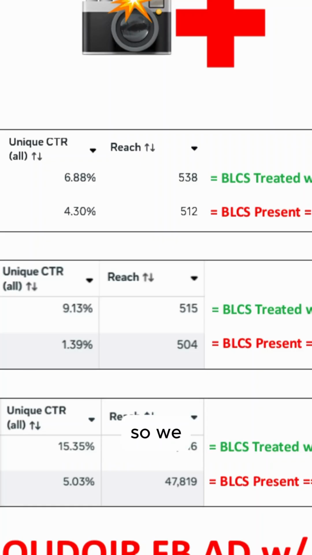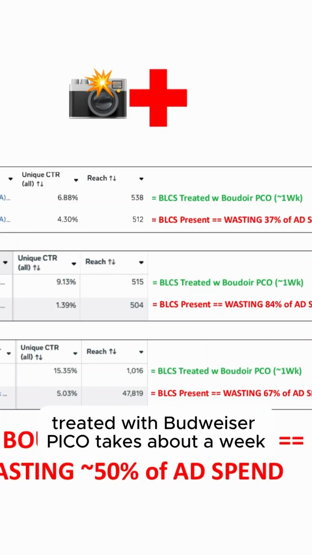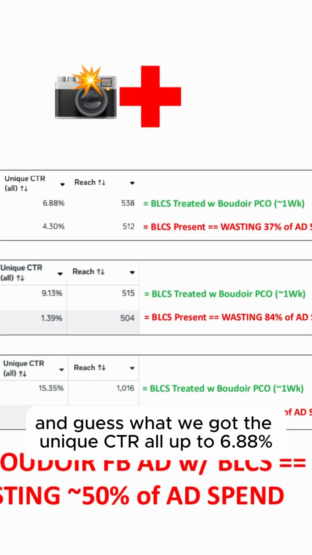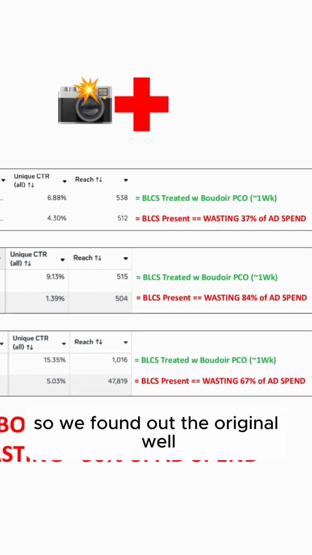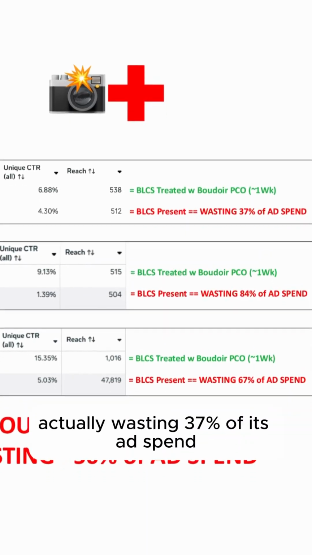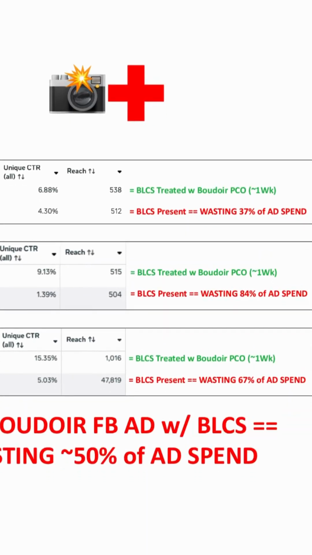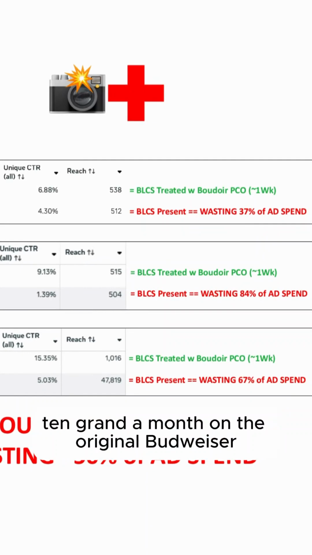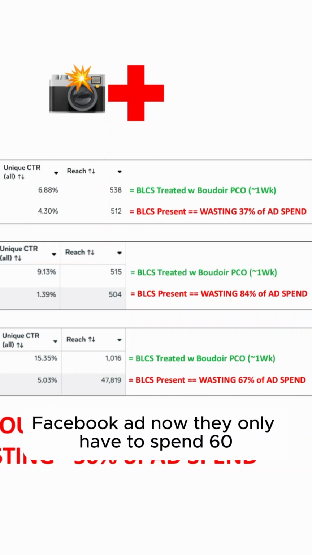So we got the treatment, treated with Boudoir Pico. It takes about a week. And guess what? We got the unique CTR all up to 6.88%. So we discovered the original Boudoir Facebook ad was actually wasting 37% of its ad spend of what it could have been achieving. So that means that they were spending 10 grand a month on the original Boudoir Facebook ad.